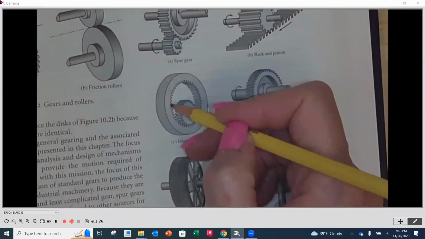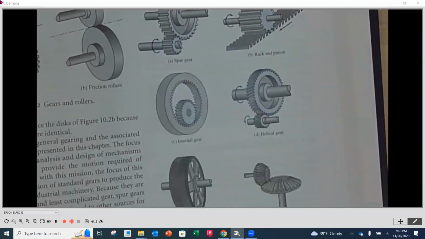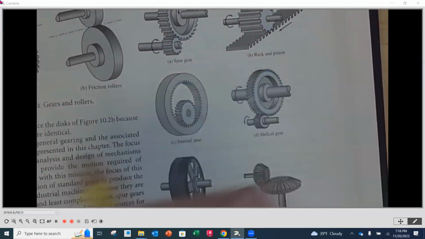So you'll see that the teeth on the inside then engage with a gear that's been rotating on that inside portion. Again, the teeth are going to have to be the same size and shape so that they can be engaged and then be able to move relative to one another smoothly.